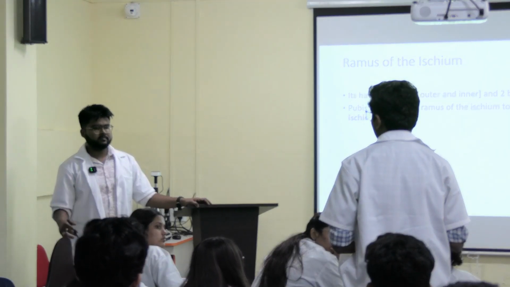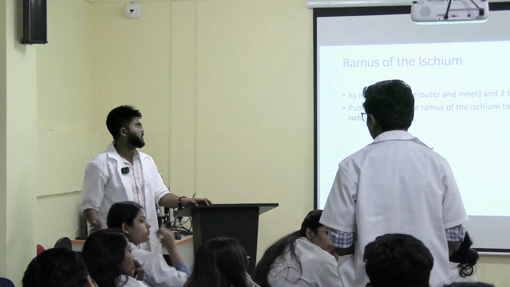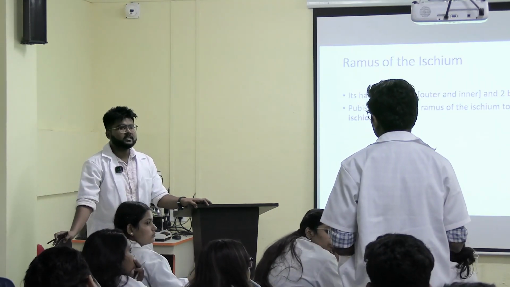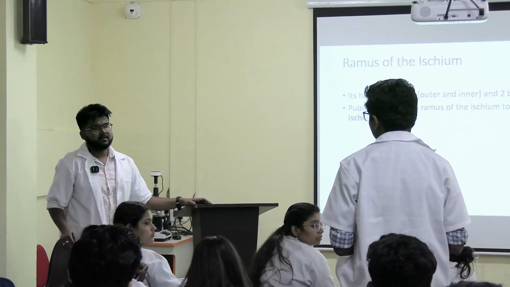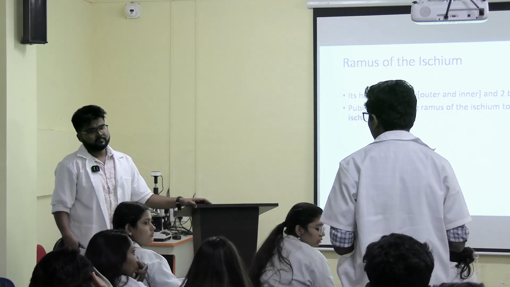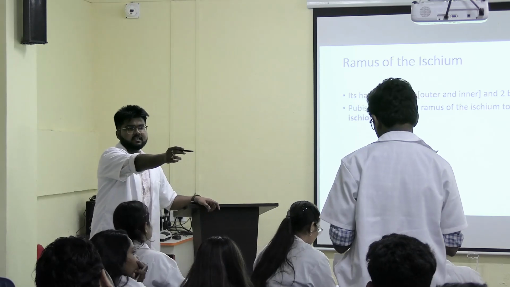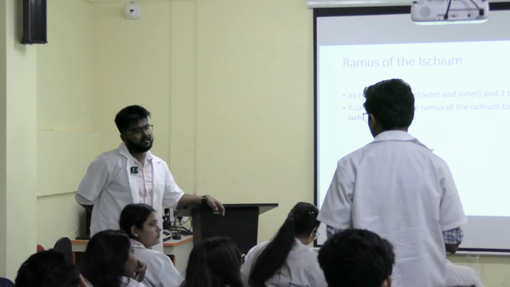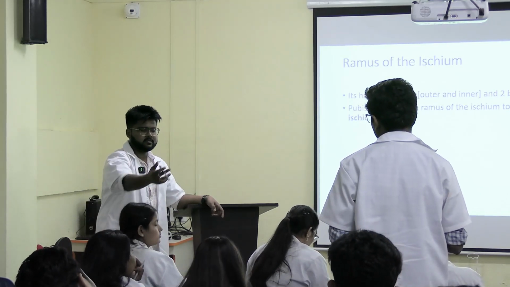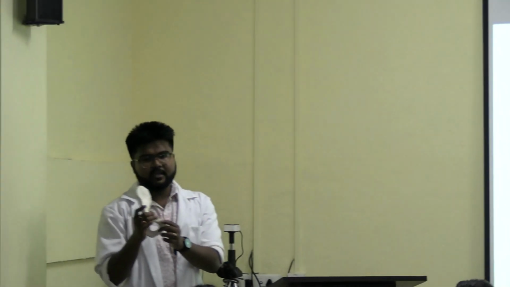This is the pubic part. This part is the pubis, lower. It should be located anteromedially, and the ischium part is posteroinferior. So this is the anterior superior iliac spine and behind it the posterior inferior iliac spine. This part is mainly anteromedial, not anteroinferior, of the hip bone.